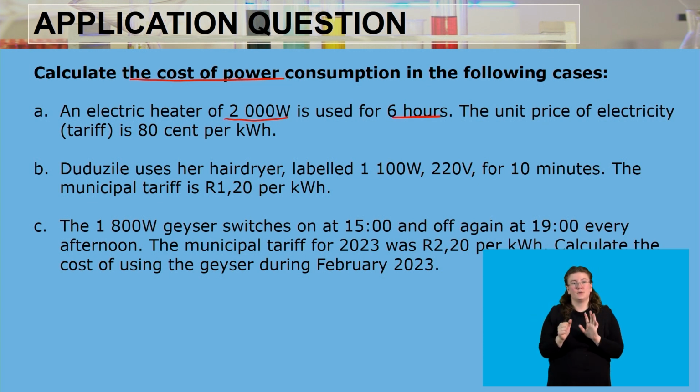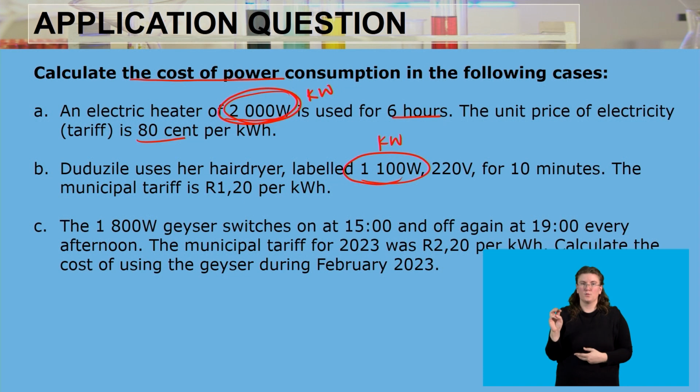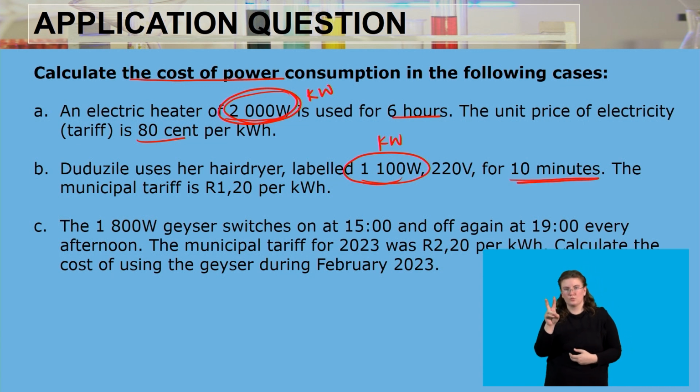And then the unit price of electricity, which is the tariff, is 8 cents per kilowatt hour. So remember, this must always be converted to kilowatts. Now case number 2 says Duduzile uses her hairdryer labeled 1100 watts. Again, remember, this must be converted to kilowatts. It has a voltage of 220, and it is being used for 10 minutes. The municipal tariff is R1.20 per kilowatt hour.